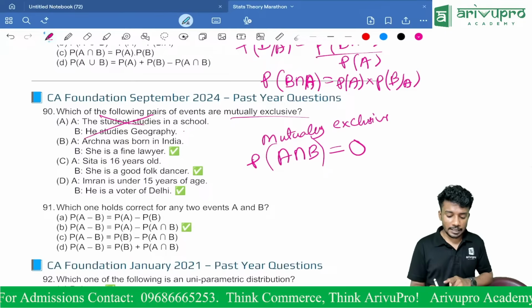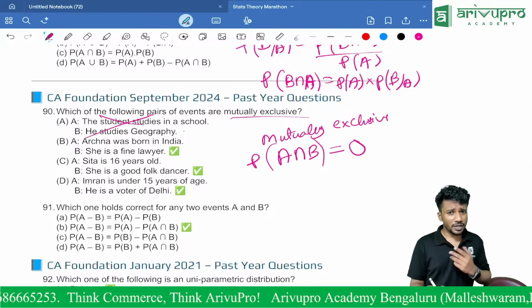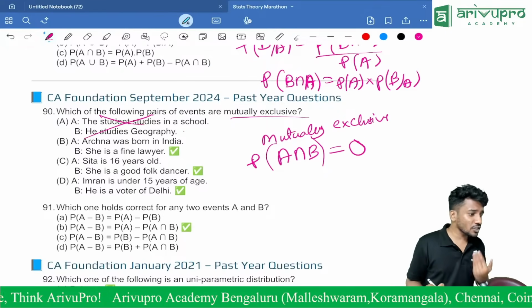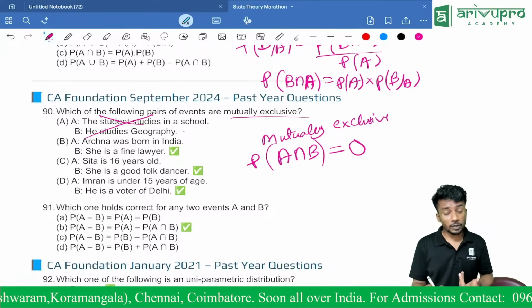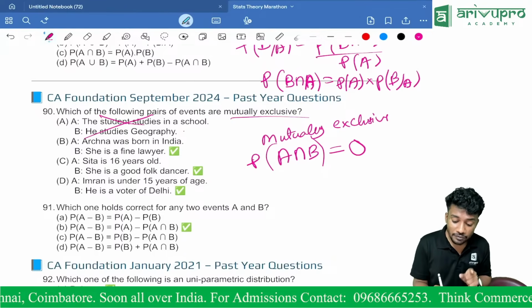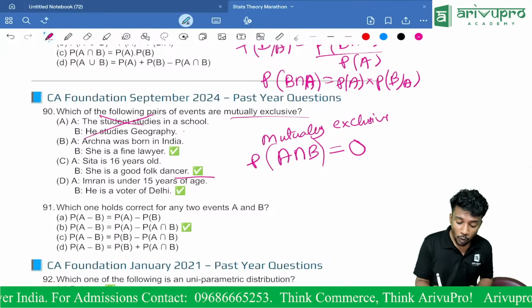Archana was born in India. She is a fine lawyer. What do you guys think? Archana is born in India and she is a lawyer. We will see. Sita is 16 years old, then she is a good folk dancer. Who knows? Imran is under 15 years of age and he is a voter of Delhi.